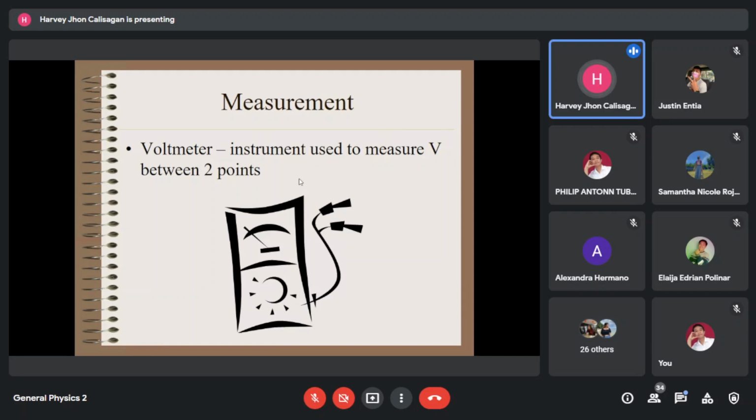So the potential difference can be measured by using the voltmeter. It's the same as the voltage as well. It is an instrument used to measure the voltage between 2 points. Have you seen a voltmeter, the one with a red and a black lead, like clips? You've seen it.